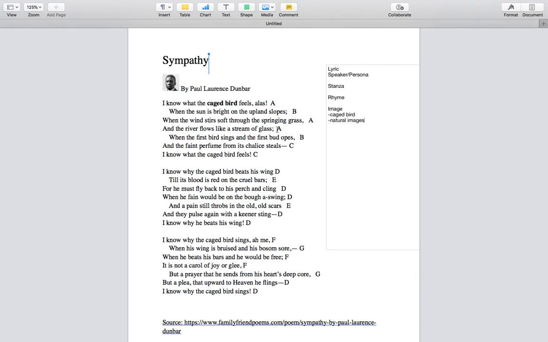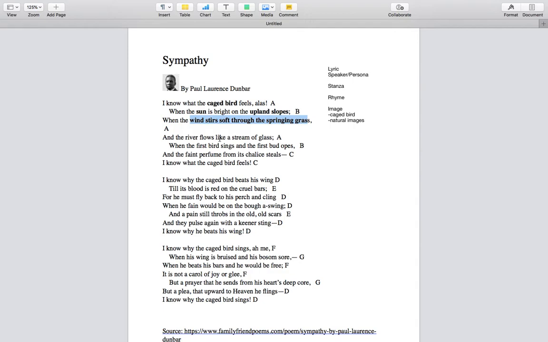And images are just anything that you can kind of see in a poem, right? So here we have the sun, it's bright on upland slopes, the wind stirs soft through the springing grass, the river flows like a stream of glass. When the first bird sings, now this is a different bird, obviously, than the one that is caged, and the first bud opes, and the faint perfume from its chalice steals, right? So now all of these natural images are images of things that are free, right? The river's flowing, the wind is stirring, the first bird is singing, the first bud is opening, and these are in contrast to the caged bird, right? But what he's doing here is he's showing us all of these free images as a way of contrasting. So that's an important thing to pay attention to: imagery.